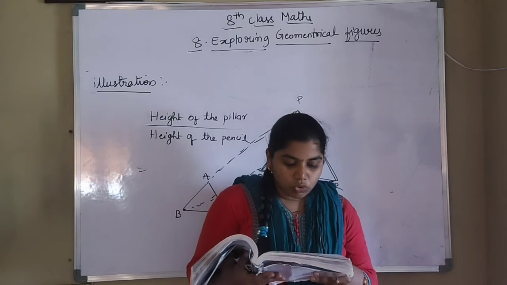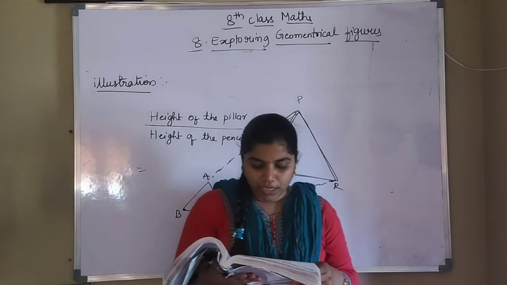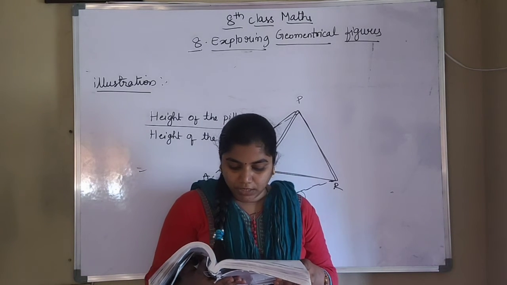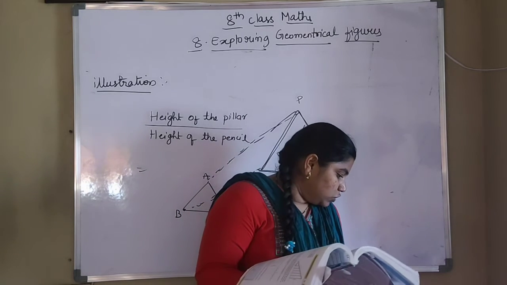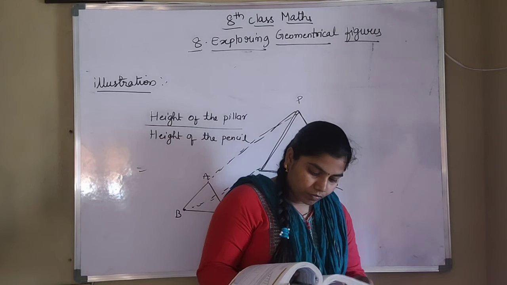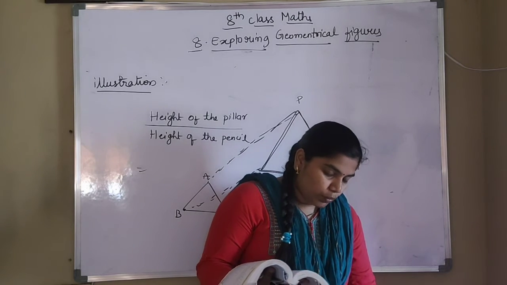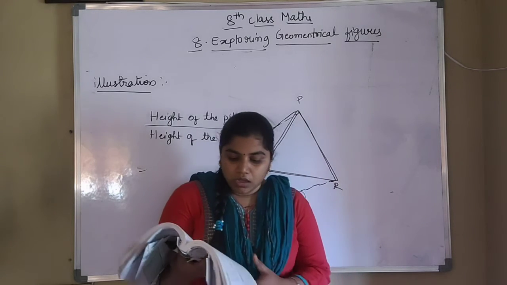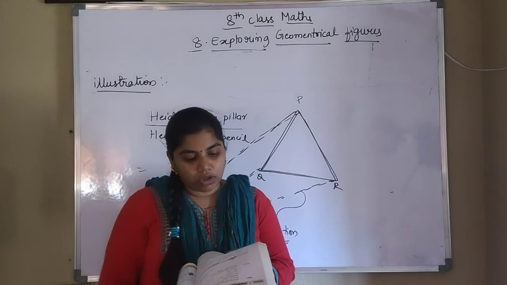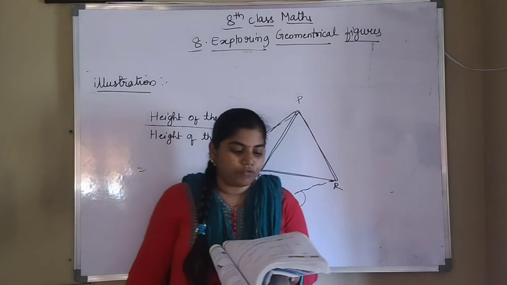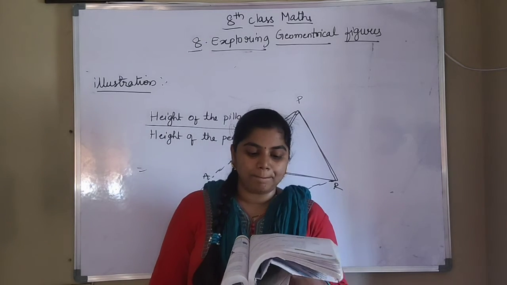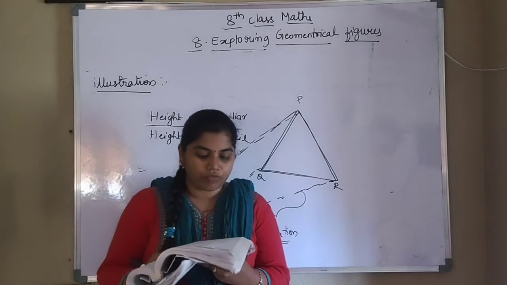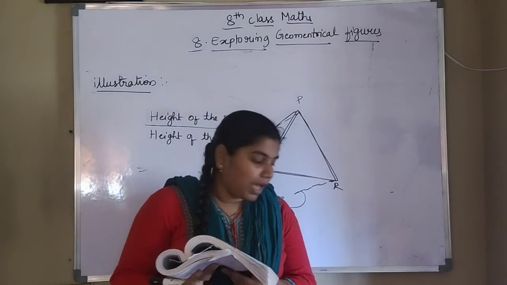Now next is, using a dotted sheet or a graph sheet, draw a rectangle and construct a similar figure. Find the perimeter and area of both and compare the ratios with the ratio of the corresponding sides. So you have to take a square dotted sheet, and we have to compare the perimeter and area of both the figures. Find the perimeter and area of both and compare the ratios with the ratio of the corresponding sides.